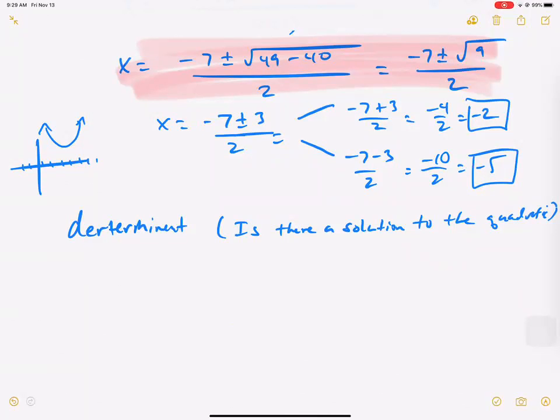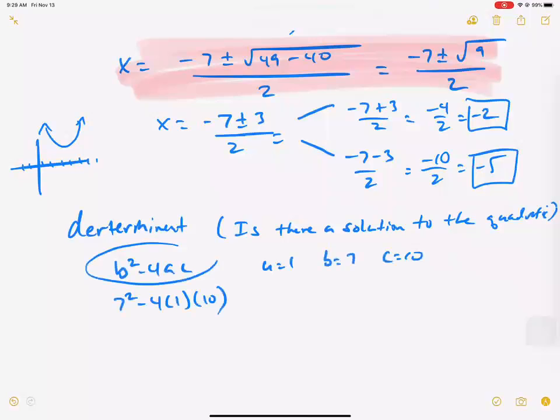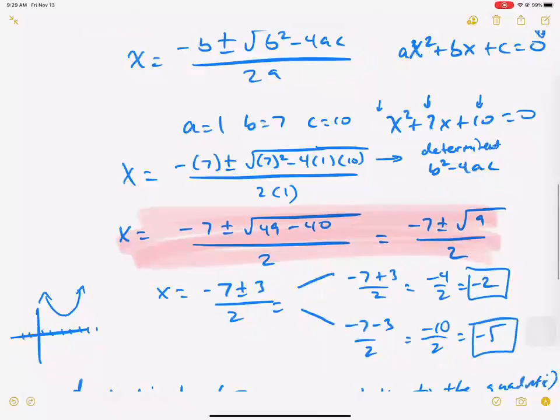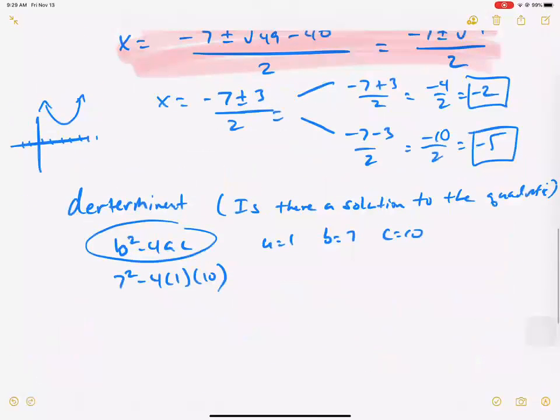So let's go take a look at that determinant real quick. B squared minus 4ac for this problem was 7 squared minus 4 times 1 times 10, because our a was 1, our b was 7, and our c was 10. So the determinant is really just the inside part of this quadratic. Now, how hard is me doing this? 49 minus 40 is 9. What's the square root of 9? 3. Just jump here.